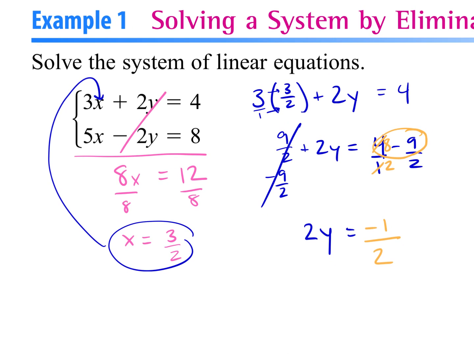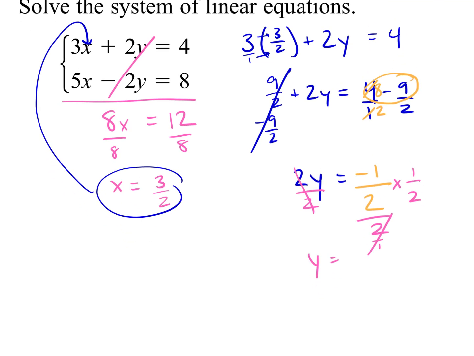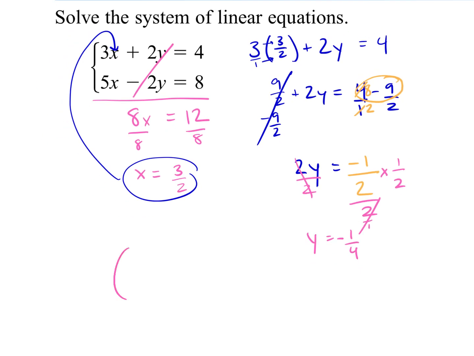What do I do next? Divide both sides by 2. What happens if I have a fraction and a fraction? Keep, change, flip. So this is 2 over 1. So we change to multiplication and flip it to 1 over 2. So this y is equal to negative 1/4. How would I write my answer? 3 over 2, comma, negative 1 over 4.